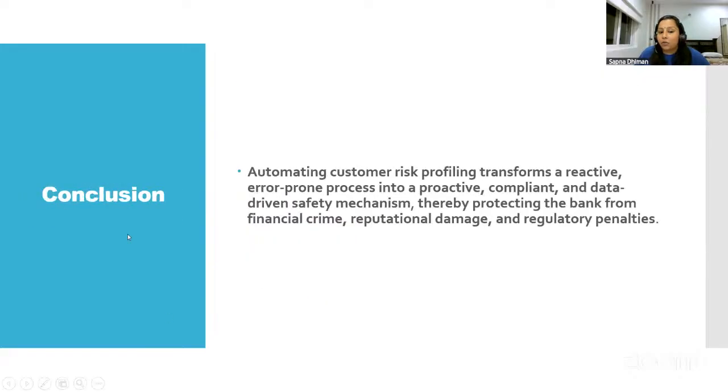Then this is the conclusion. What about automating customer risk profiling? It transforms an error-prone process from reactive to proactive. Reactive here means that if we are doing it manually, it is reactive, because only after fraud has been done will we take action. But in this automated process, it is proactive. We take action before, so we can reduce frauds and terror financing. This will actually help, and financial crime, damage to the bank's reputation and regulatory breaches will not happen in this process.